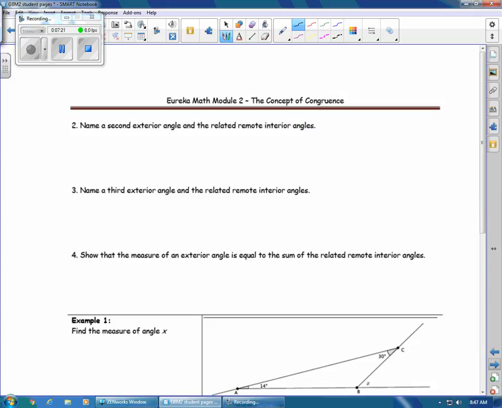The next example asks you to name a second exterior angle and the related remote interior angles. So the next exterior angle, let's just call it by its number. The next one is going to be angle 5. That's my exterior. And the remote interior angles are going to be angle 3 and angle 1. Why don't you go ahead and name the third exterior angle and the related remote interior angles, pause the video, and come back and see if you're correct.